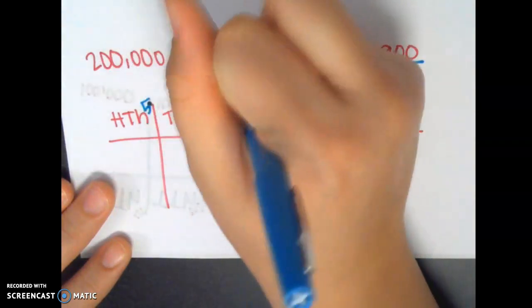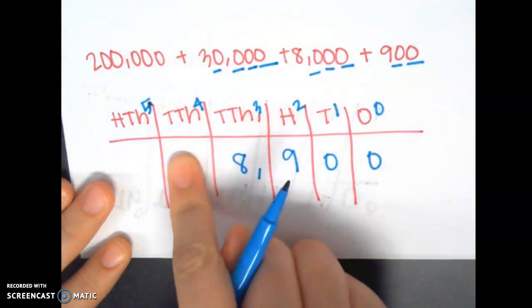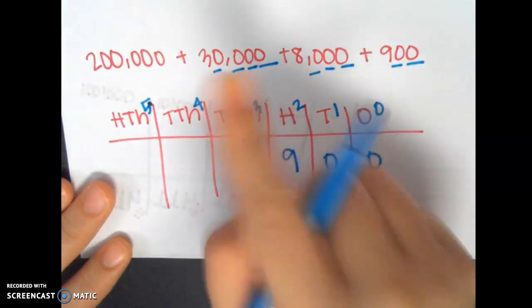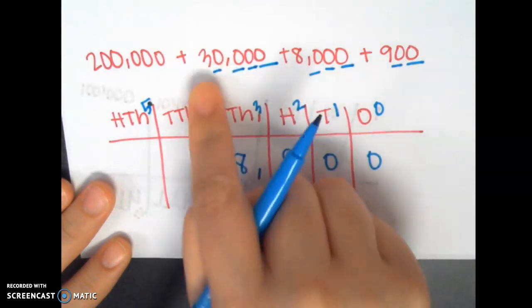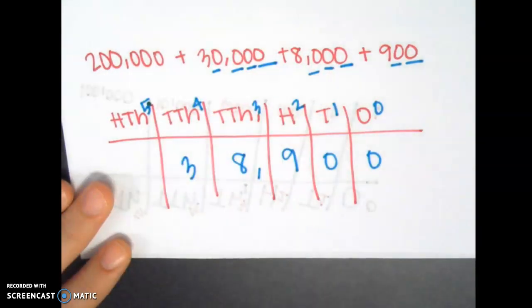30,000. 1, 2, 3, 4. My 10,000s has 4 zeros. 30,000 is going to be 3 10,000s.